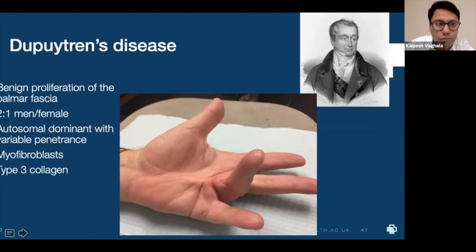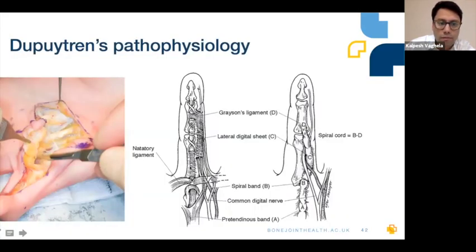So in your normal palm, you've got these structures and the fascia within the structure, and there's really proliferation of these normal structures which causes these joint contractures. So you've got your Grayson's ligament, your Cleland's ligament, which are enclosed neurovascular bundles in the finger. You've got pretendinous bands, and when these become pathological, they turn into pretendinous cords. As they go into the finger, they can infiltrate the natatory ligaments, which go between the web spaces and cause contractures within the web spaces.